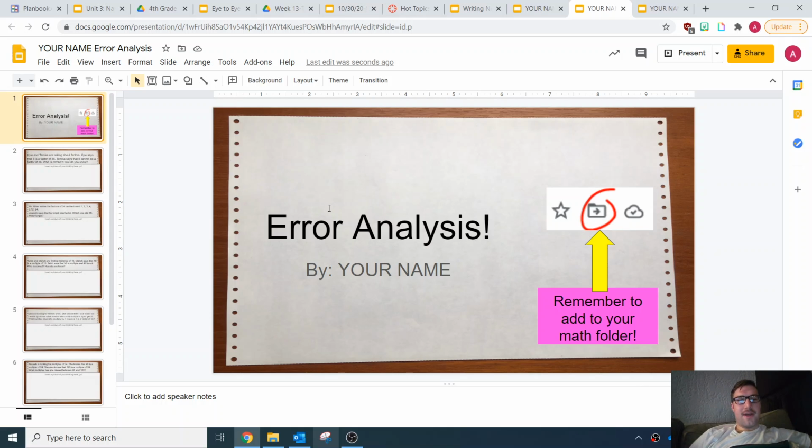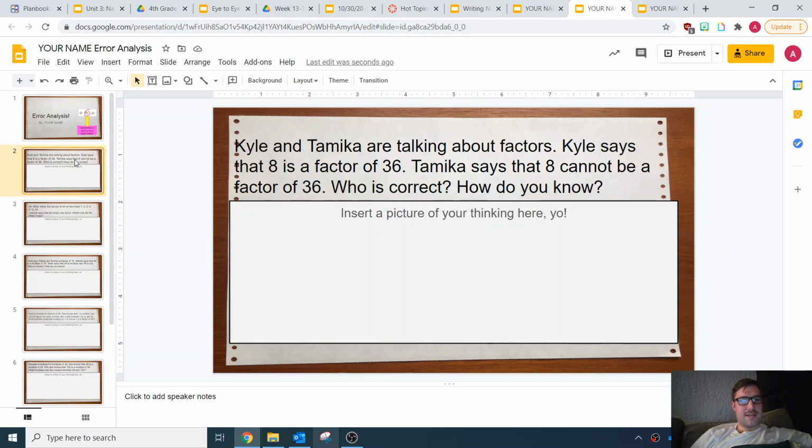We are going to be talking about error analysis today, meaning we're going to be looking at some work that people have done or some thinking that people have done, and we're going to be deciding if they are correct or if they are incorrect or how we can help them solve that problem. So let's look at the first question for an example.